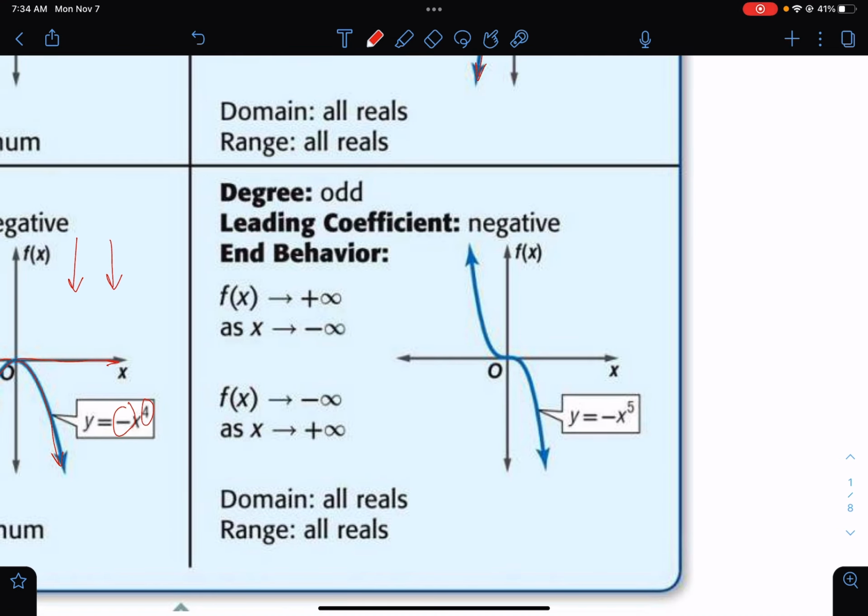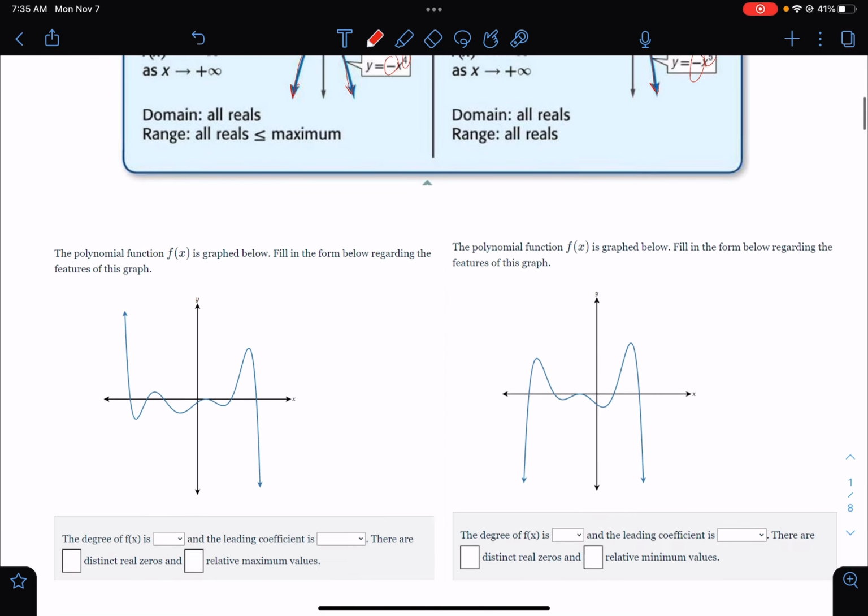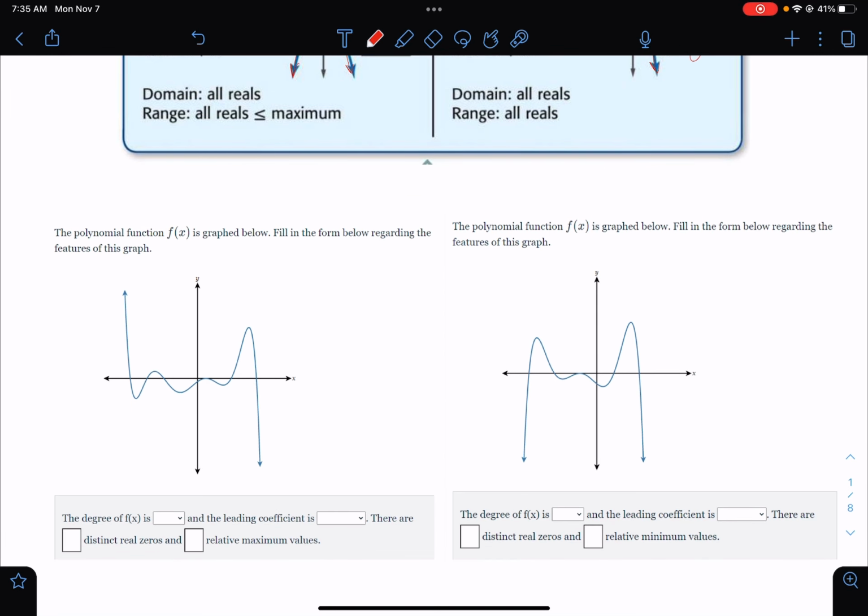All right, and then we have an odd degree, but a negative leading coefficient. So as x goes to negative infinity, y, or f of x, is going to go to positive infinity. As x goes to positive infinity, y, or f of x, goes to negative infinity. It's going down. And of course, we can see here we've got an odd highest power and a negative leading coefficient. All right, so let's see how this kind of plays out here.